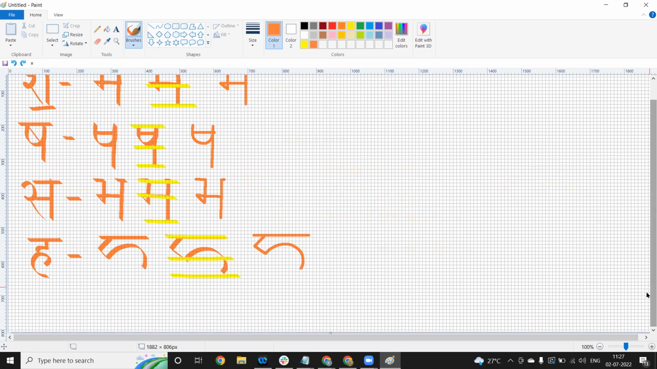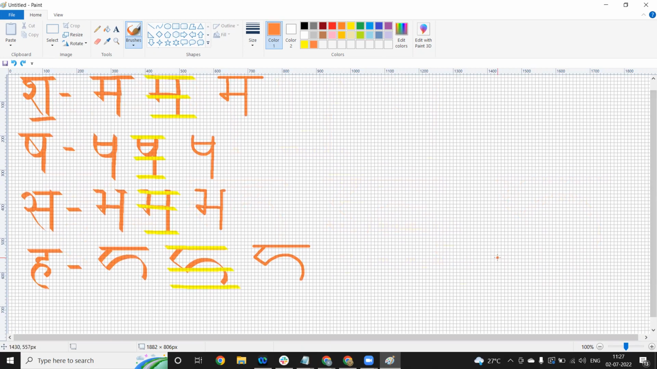Okay, so if there are no questions, then I'll move to the Sanyukta Akshar. I think these two were a little simpler to understand. They were not very different from the Devanagari letters.